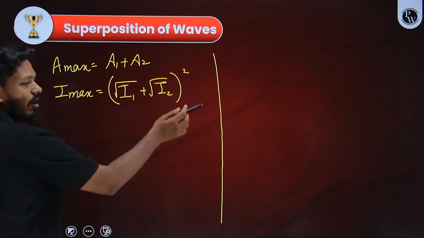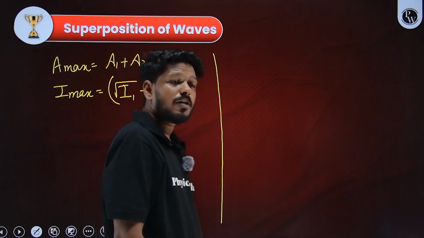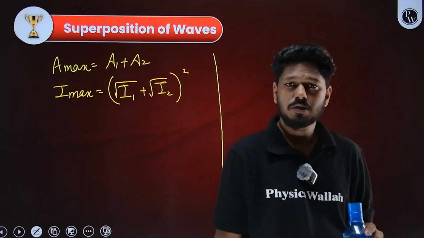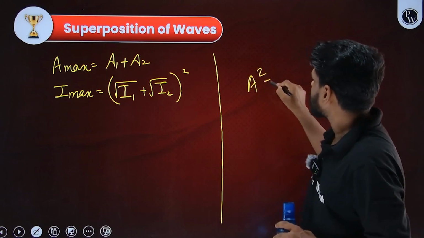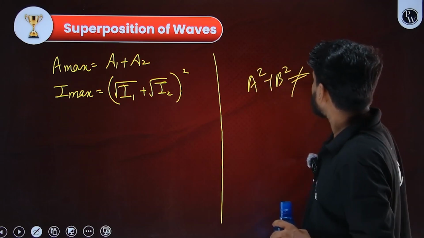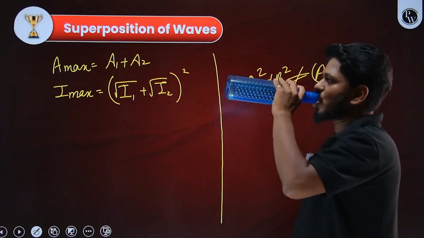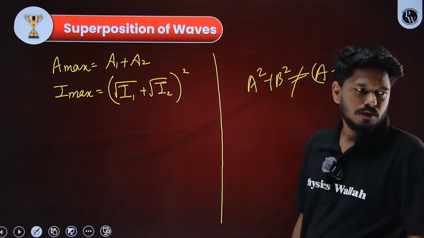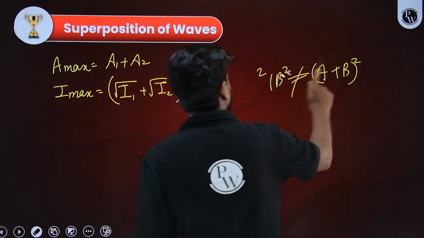Sir, can't we cancel all the root? No, you can't cancel that mathematically, because a plus b the whole square is only equal to what? A square plus 2ab plus b square. What I am trying to say, a square plus b square is not equal to a plus b the whole square. So you can't cancel the square and root.